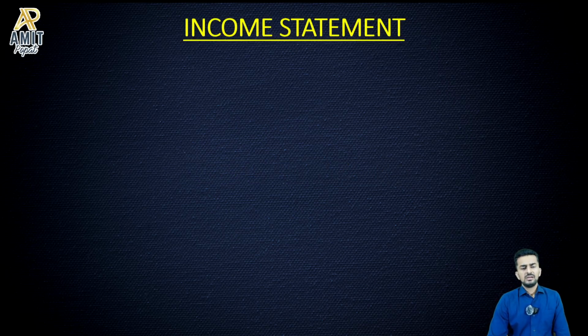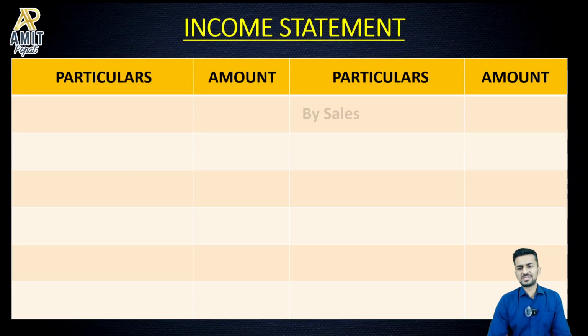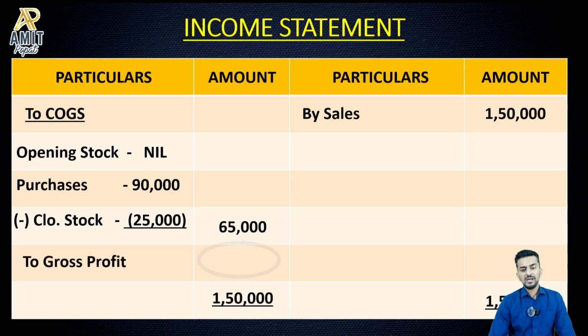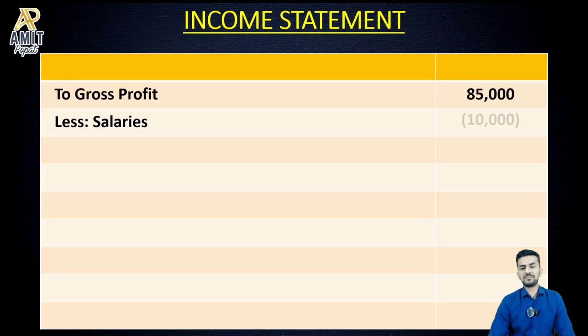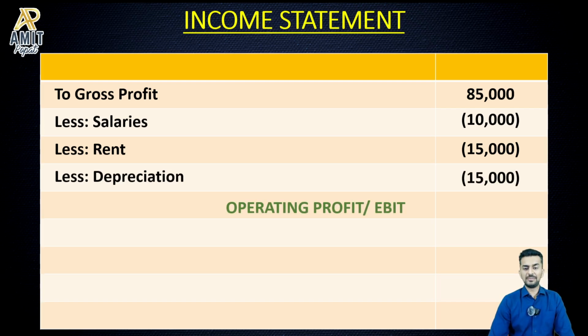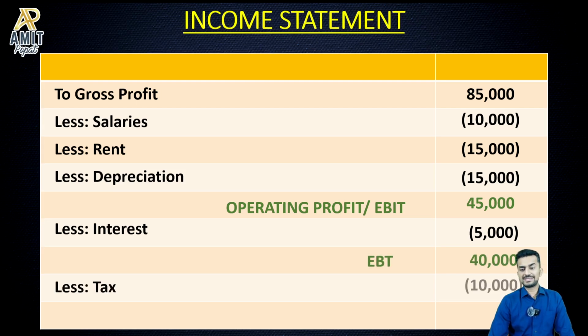So the income statement is the very same income statement that we've taken in the last session when we were learning accountancy in 11 minutes. So sales is 1.5 lakh, purchase is 90,000, closing stock 25, so COGS is 65. I'm left with a GP of 85,000, and then from GP of 85, I subtracted salaries, rent, depreciation, so I got EBIT, less interest, I got EBT, less taxes, I got PAT. Okay, so this is the income statement with which we're going to continue.